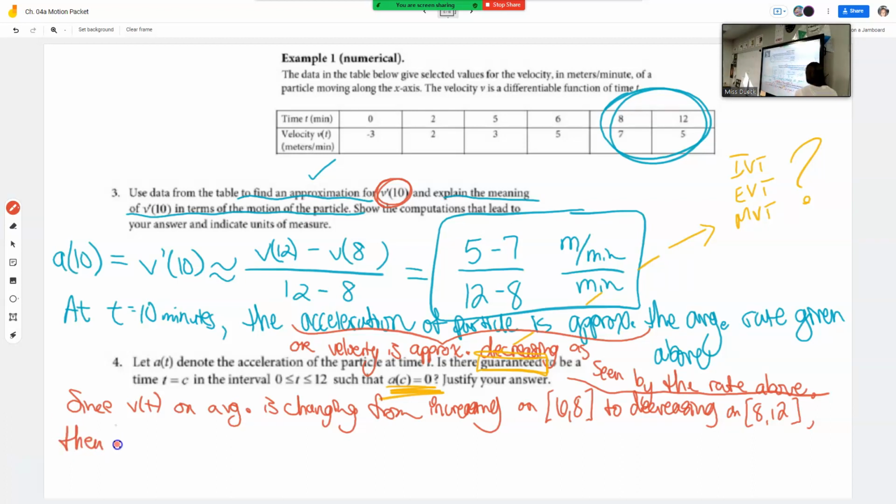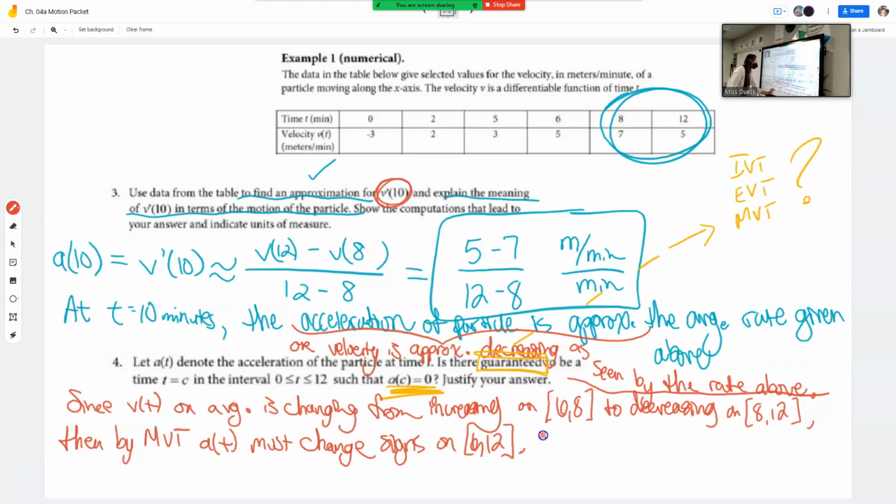Then, by MVT, acceleration must, because acceleration is not average. A of t is talking about instantaneous. So I'm saying, hey, on average, if my velocity is changing from increasing to decreasing, MVT says your derivative, its rate, its acceleration, must change signs on 6 to 12. Thus, by what, Victor? IVT. There's guaranteed. Use their lingo.